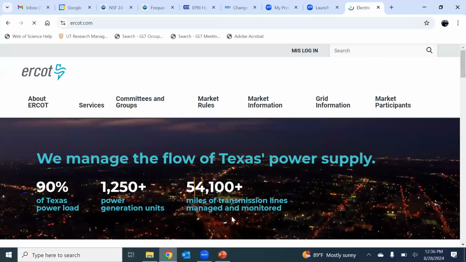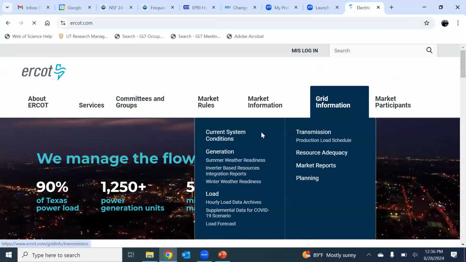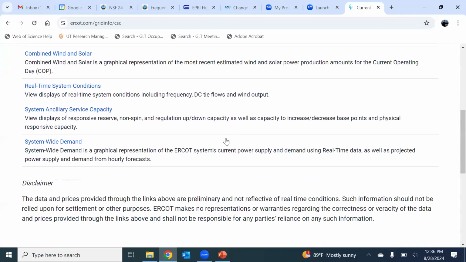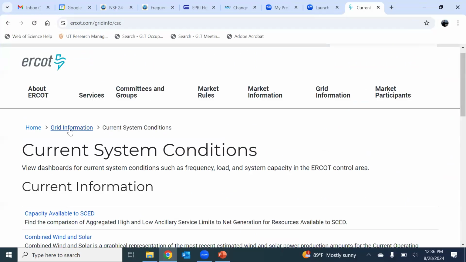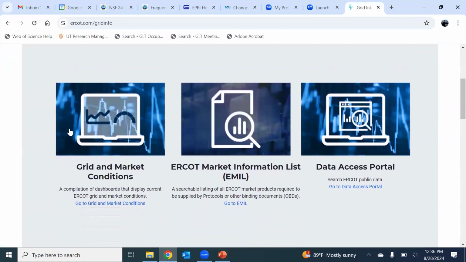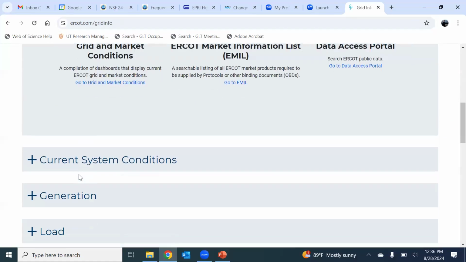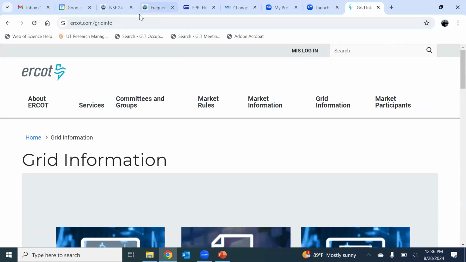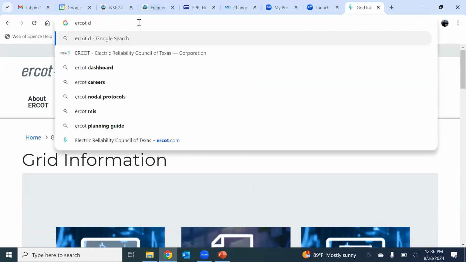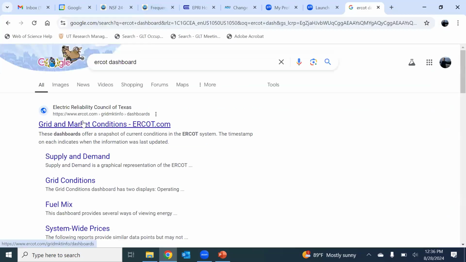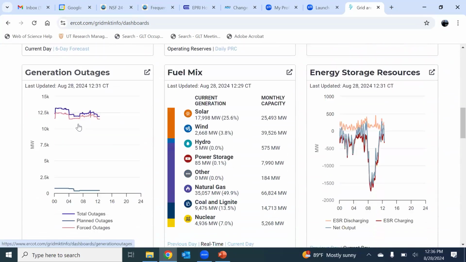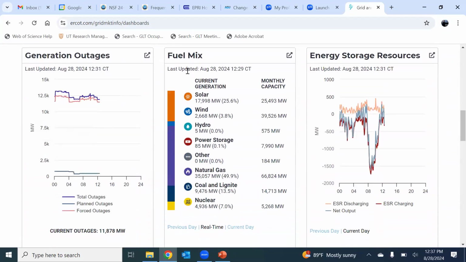If we go to grid information, current system conditions, let's see. How do I get to this? Oh yeah, here it is. Generation. So it's somewhere in here. Let me find the ERCOT dashboard. There it is. There we go. Okay, so here's the fuel mix right here.